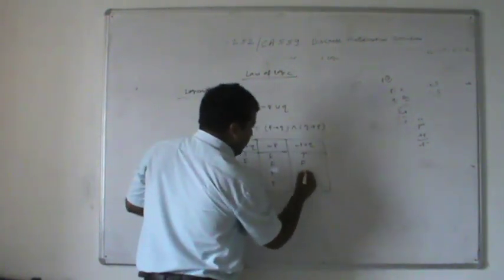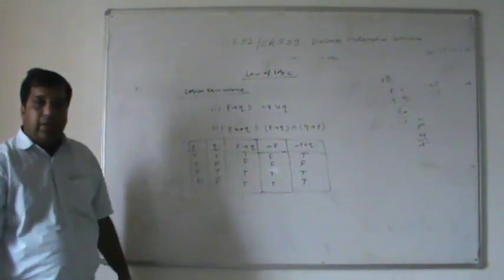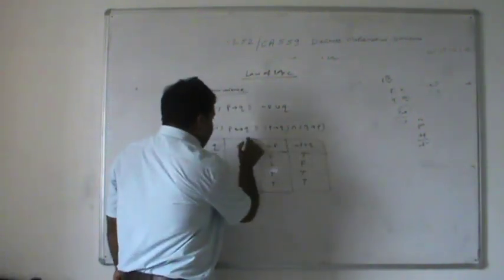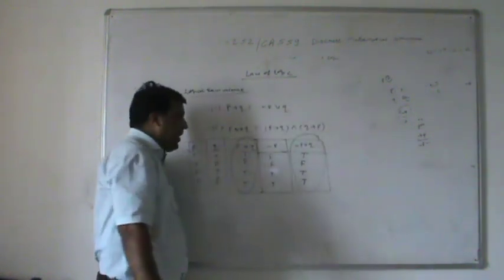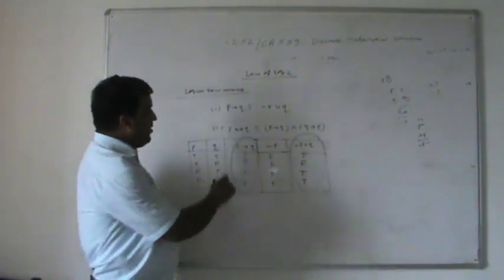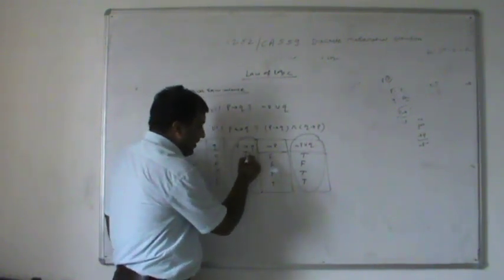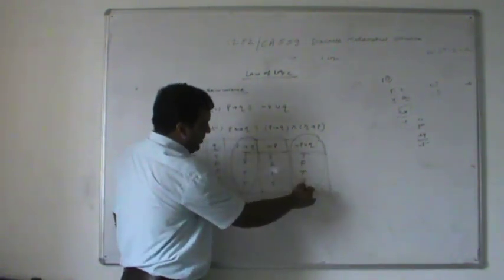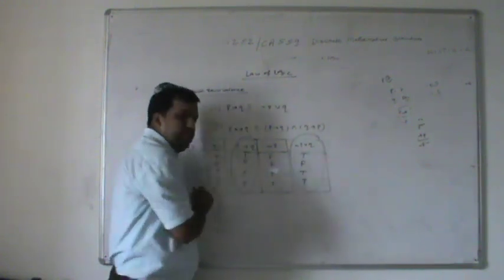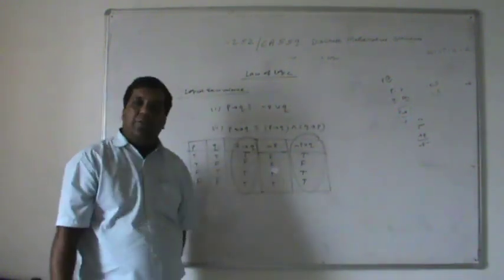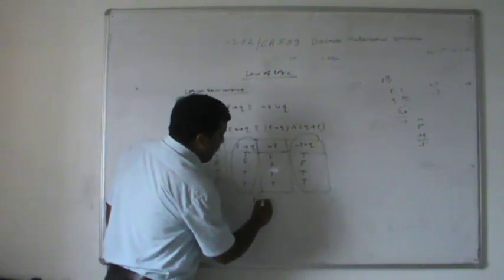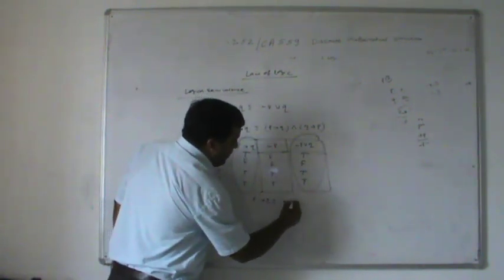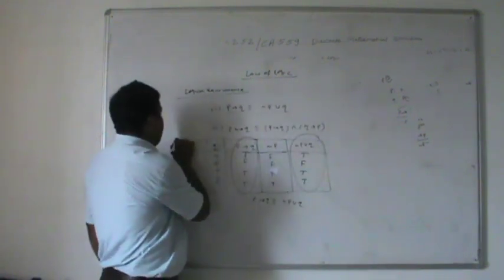false is true. Now we can find out that P implies Q and negation P or Q have the same value in every combination. Here we get true, false, true, true in both cases. In both cases the values are the same, so that's why we can say P implies Q is equal to negation P or Q. That is the first one.